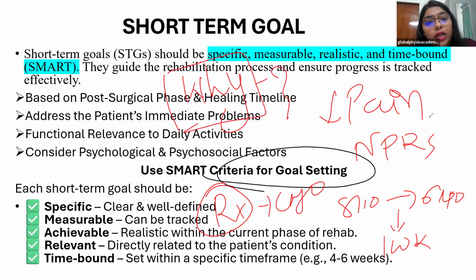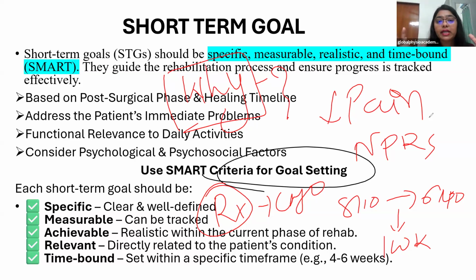So basically it's the short-term goal where you are working with one goal, for example, reduce the pain. If you are selecting this goal, why are you selecting this goal? Because if pain is reduced, the patient willingly participates in other activities. So now go with the specific. A clear, well-defined goal is pain reduction, measured by NPRS from 8 to 6.